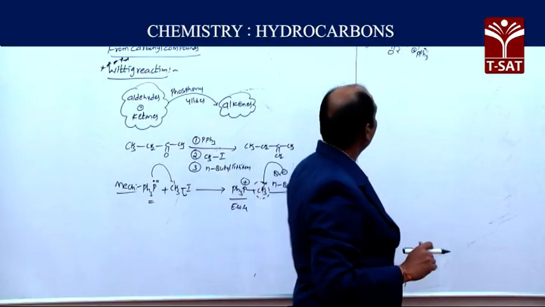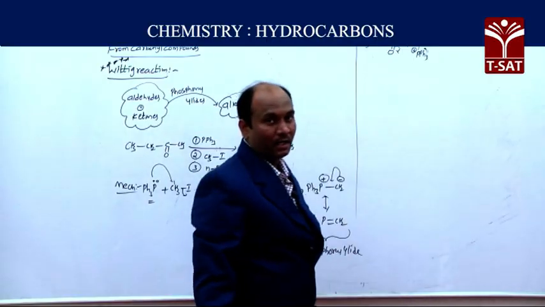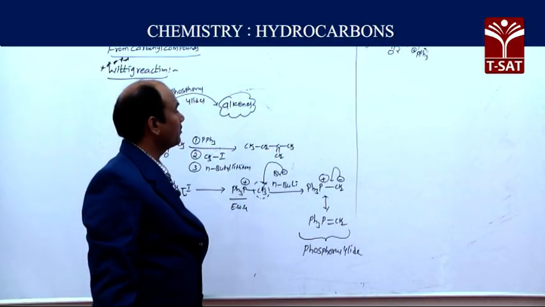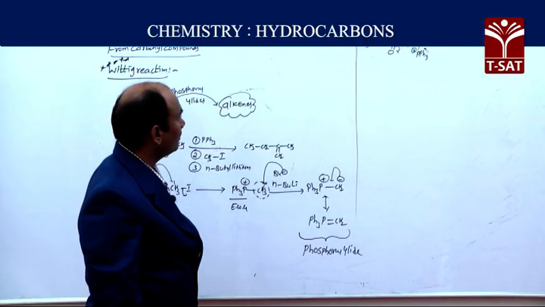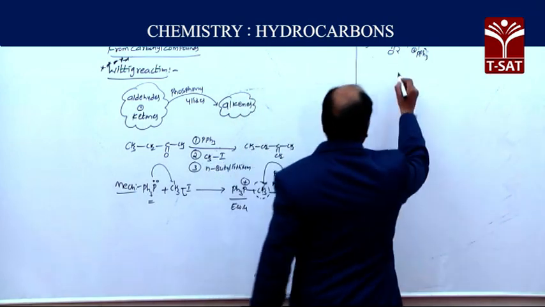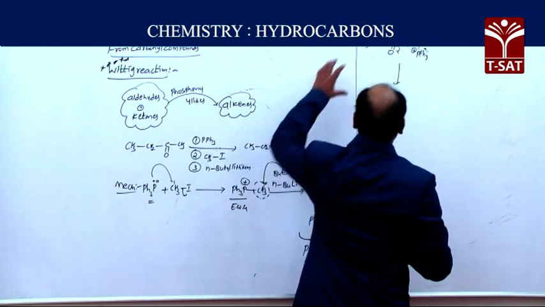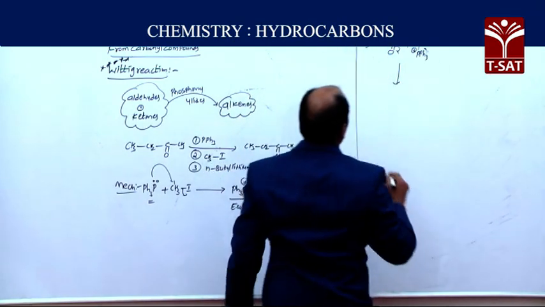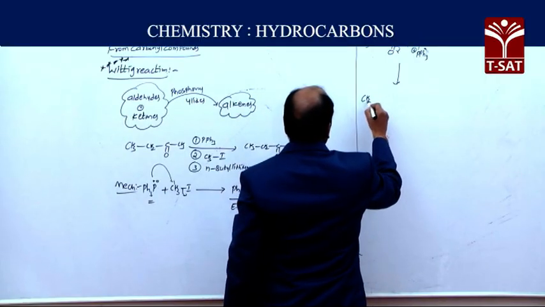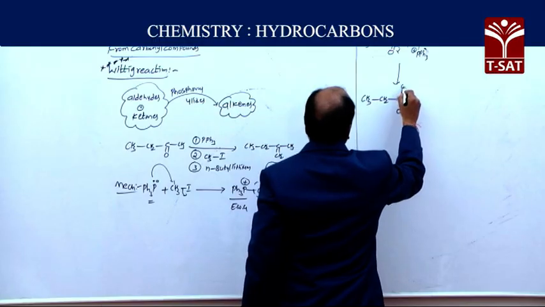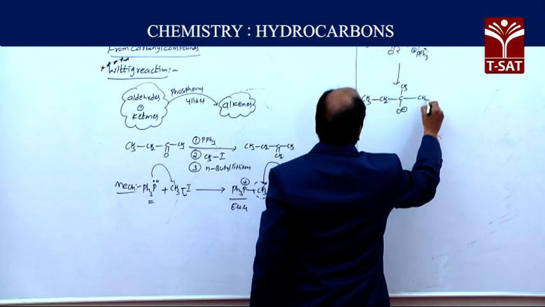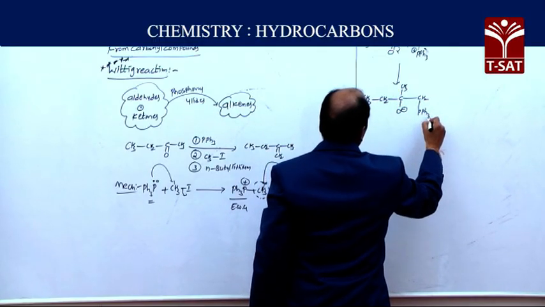Carbonyl compounds undergo nucleophilic addition reactions. Alkanes undergo free radical substitution reactions. Alkenes undergo electrophilic addition reactions. So what happens here? This is a nucleophilic addition. This is a carbonyl compound and this is a nucleophile. So we get this product. This is the intermediate, CH3 CH2, this is O minus. Here it is a CH3. This is a CH2, and this is PPh3 plus.